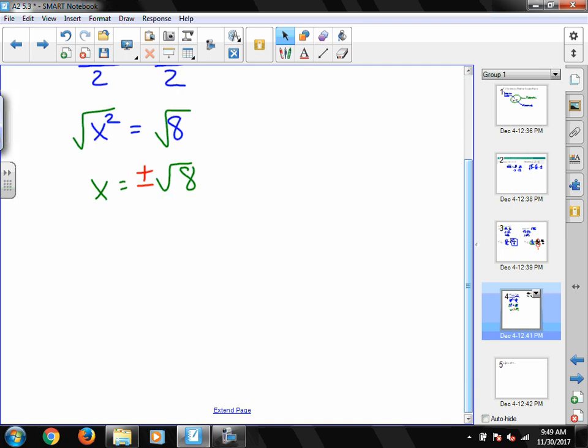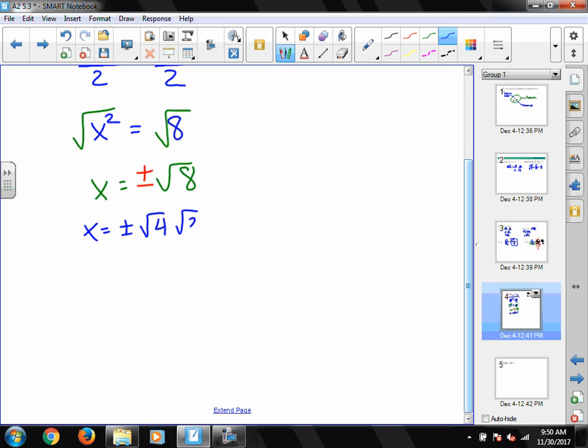And now we just have to simplify the square root of 8. Well, we get that x is equal to plus or minus. Are there any perfect squares in here? Yes, square root of 4 times the square root of 2. So x is going to be plus or minus 2 square root 2. And that's our answer.